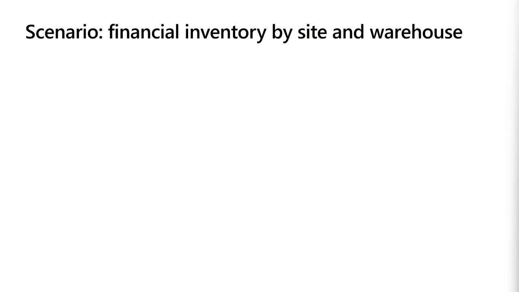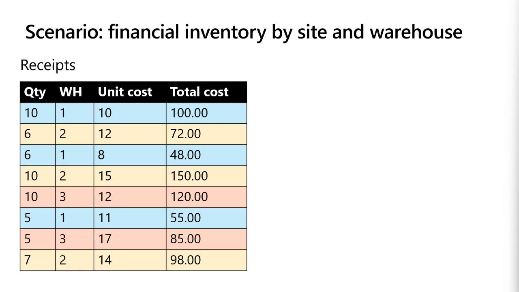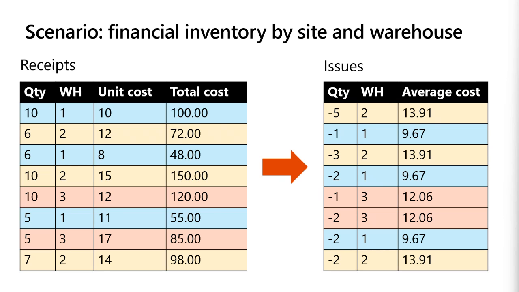Now let's look at the same example, but see what would change if we enable financial inventory on the warehouse level as well as the site level. We've got the same transaction set for our receipts from the previous slide coming into our 3 different warehouses. Once again, we have the same set of issue transactions, but this time we have a different average cost calculated for each of our 3 warehouses based on the average of the receipts for each warehouse individually. This is because we enabled our financial inventory on the warehouse level.